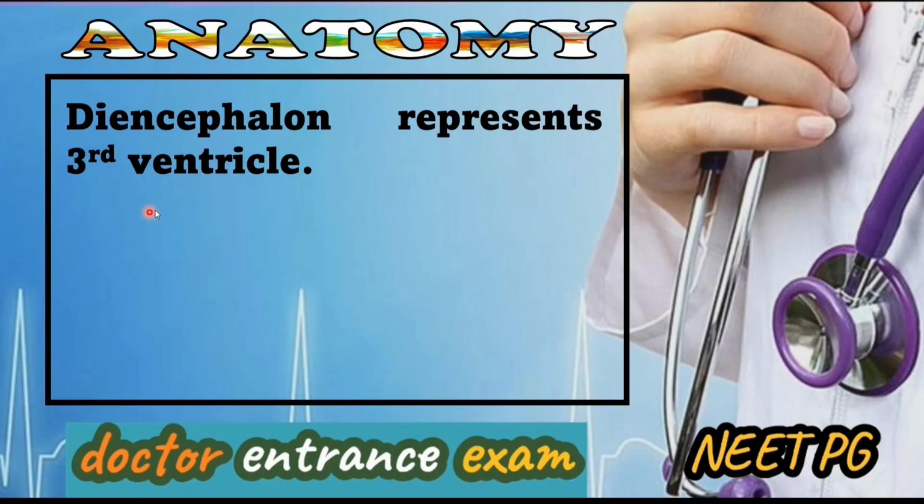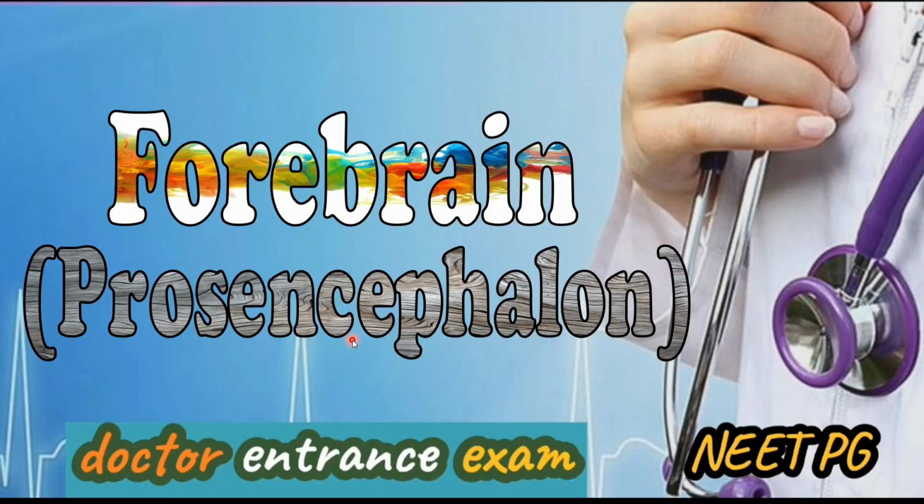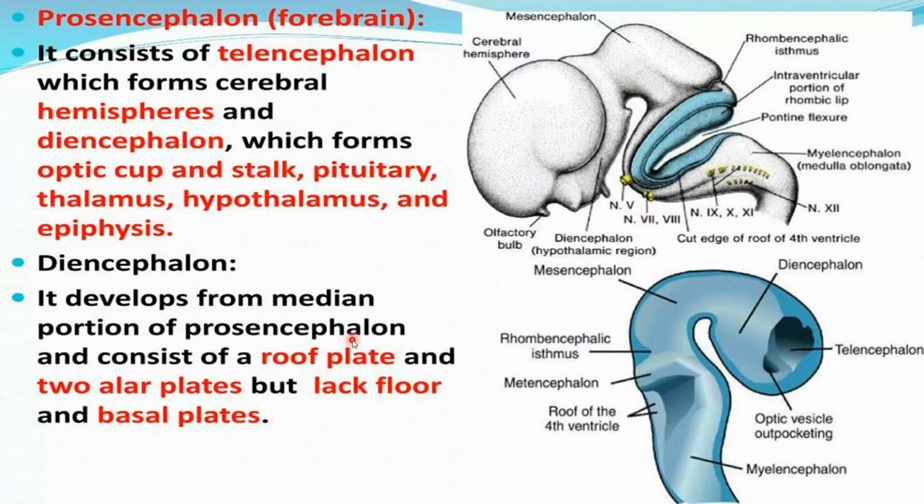Diencephalon represents the third ventricle. Forebrain, prosencephalon. See the pictures. This is the forebrain. It consists of telencephalon, which forms the cerebral hemispheres, and diencephalon, which forms the optic cup and stalk, pituitary, thalamus, hypothalamus, and epiphysis. Diencephalon develops from the median portion of the prosencephalon and consists of a roof plate and two alar plates but lacks floor and basal plates.